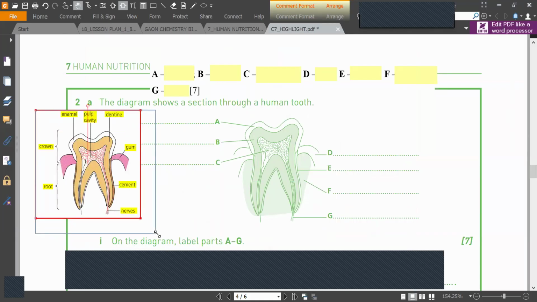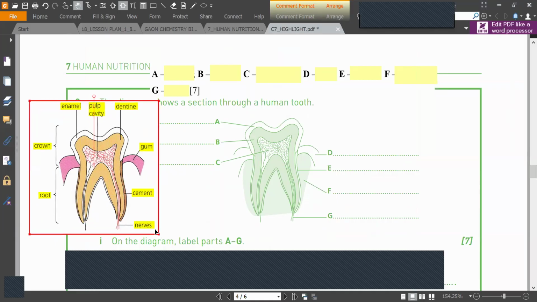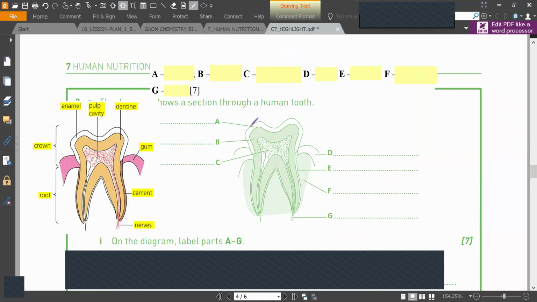So we can see here, A is here, the enamel. B is here, dentine. C is inside, the pulp cavity. D is here, the gum. E is this outside layer here.